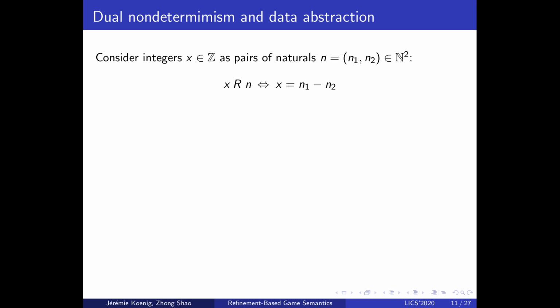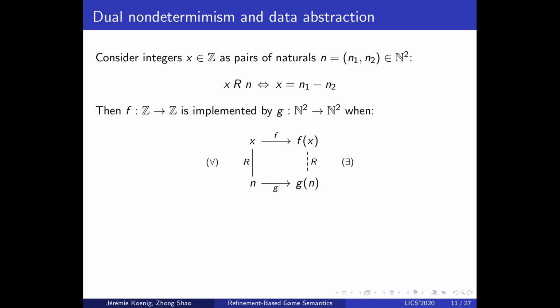For example, consider the representation of integers as pairs of natural numbers. If you see the pair as a credit and debit columns of a bank account, then the balance is the corresponding integer. Now, the question is, what does it mean for a function g defined on pairs of natural numbers to implement a function f defined on integers? We can express this relation with the simulation diagram I've shown here, which says that related inputs should be taken to related outputs. But since this relation involves objects of different types, it's not clear how it fits into our refinement framework.